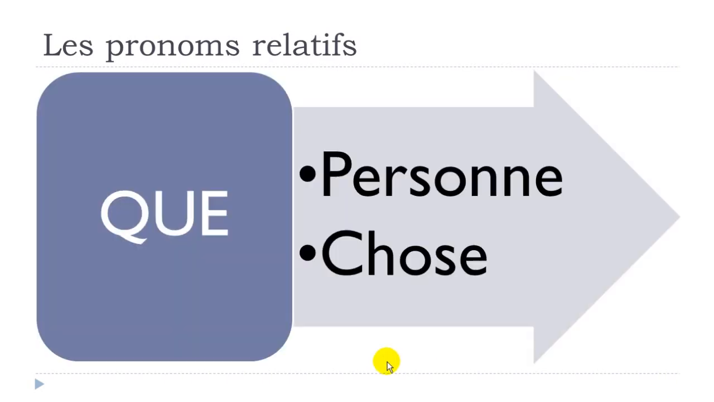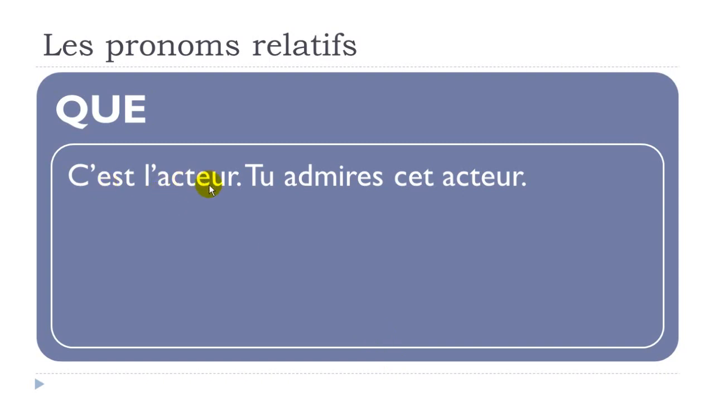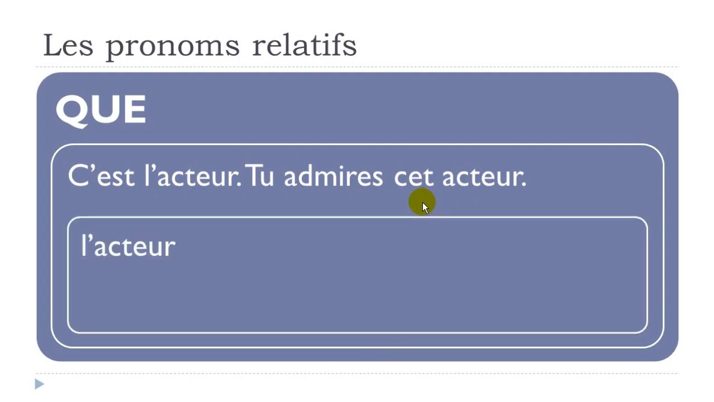Okay, and then the same thing will work first with the persons, so example with persons, and then choses, things, and then let's start now. So que, c'est l'acteur, tu admires cet acteur. Okay, so in that case, of course, if we look carefully, we would like to avoid repeating acteur, because it's in the first sentence and then it is in the second sentence as well. But if you have a look here, in the second sentence, you've got tu, okay, so it's the subject. Then you get admire, so it's the verb admirer, to admire, all right? And after that, you've got cet acteur, so the thing we would like to replace.